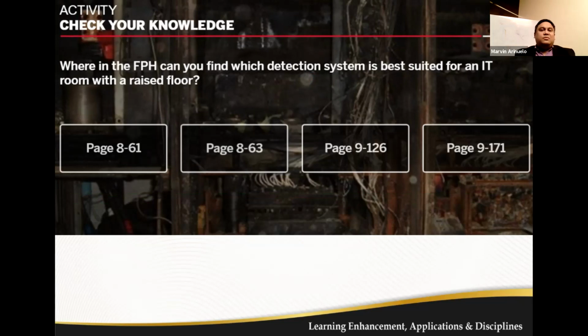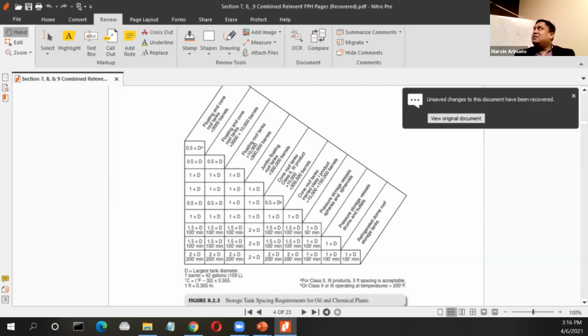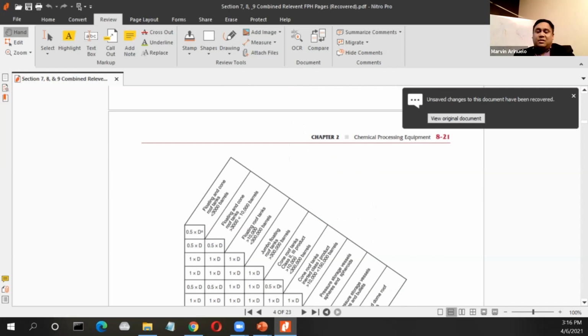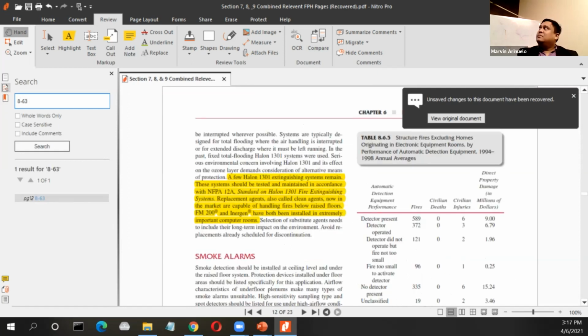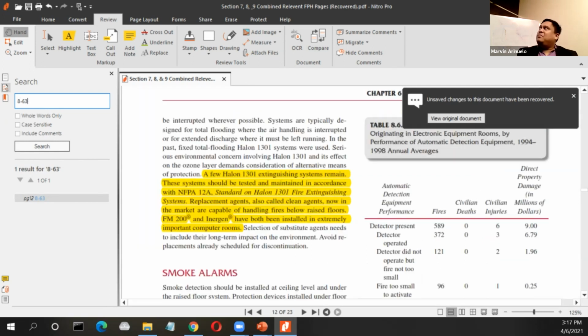Where in the fire protection handbook can you find which detection system is best for an IT room with raised floor? You can find that on page 8-63 of your fire protection handbook. This is the statement: a few Halon 1301 extinguishing systems remain. The system should be tested and maintained according to NFPA 12A, standard on Halon 1301 fire extinguishing systems. Replacement systems, also called clean agents, are now in the market and are capable of handling fire below the raised floor.